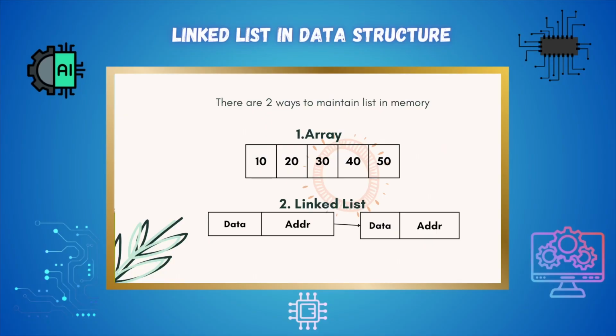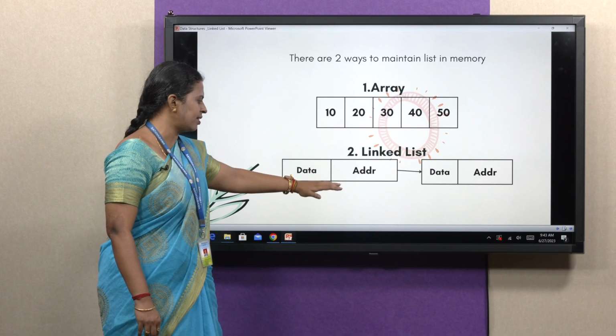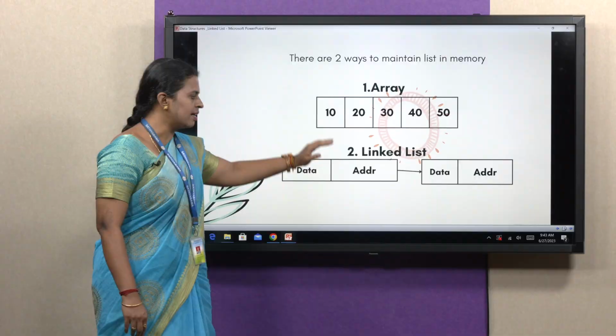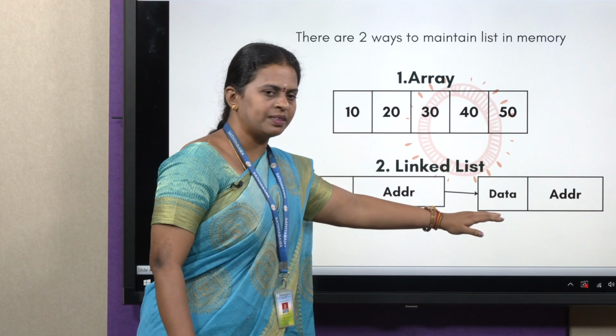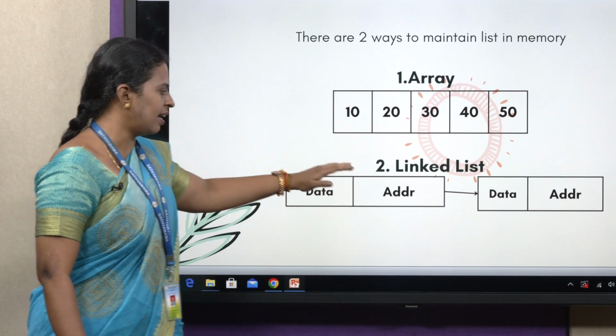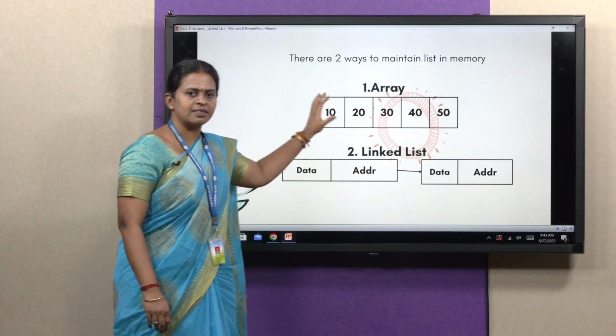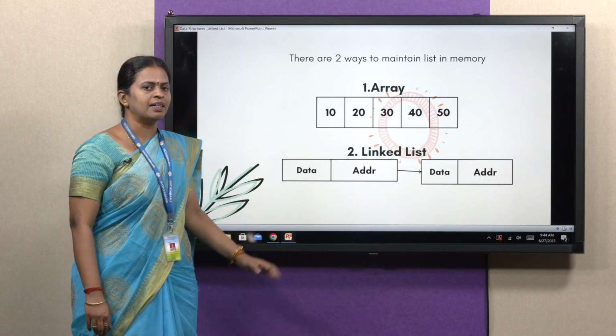So this is a node. A node has two parts: one is data and the second one is the address of the next node, right? Let us consider here the address of the first node would be 200 and the address of the second node would be 300. So here the data would be 6 and the address would be 300. 300 is the address of the second node. So in this way we will represent the linked list.